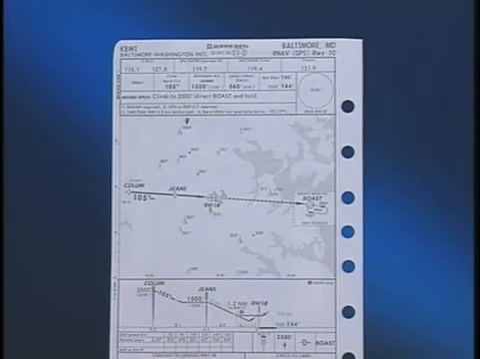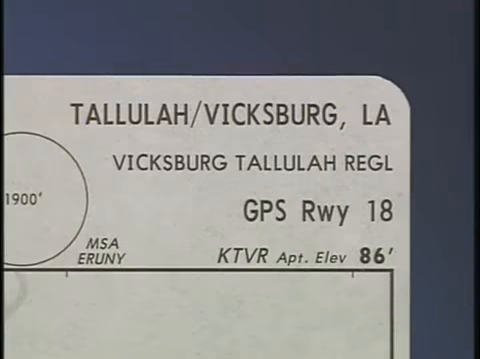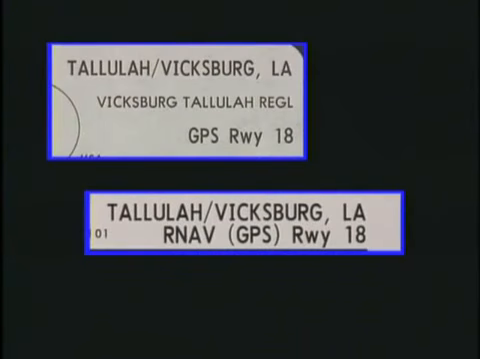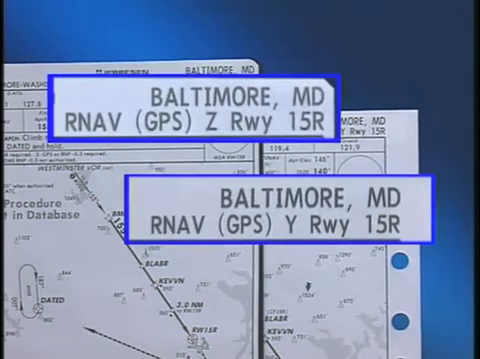All GPS approaches, both unaugmented, today's GPS, and augmented, WAAS and LAAS when operational, are published using the same new chart format. The approach is titled RNAV (GPS) and the runway number. The Tallulah-Vicksburg GPS runway 18 is now the RNAV (GPS) runway 18. Also, when multiple RNAV approaches to the same airport runway exist, the procedure name includes a letter code beginning with the end of the alphabet.